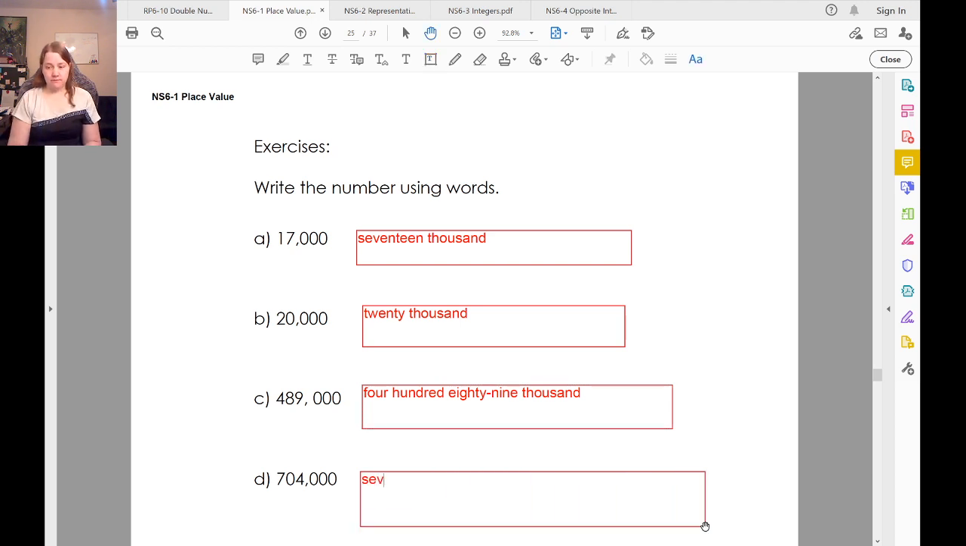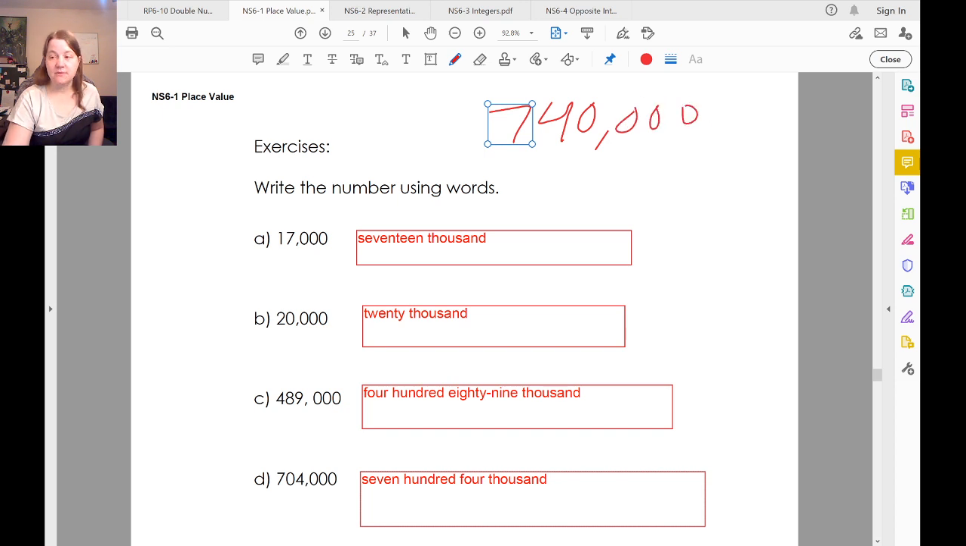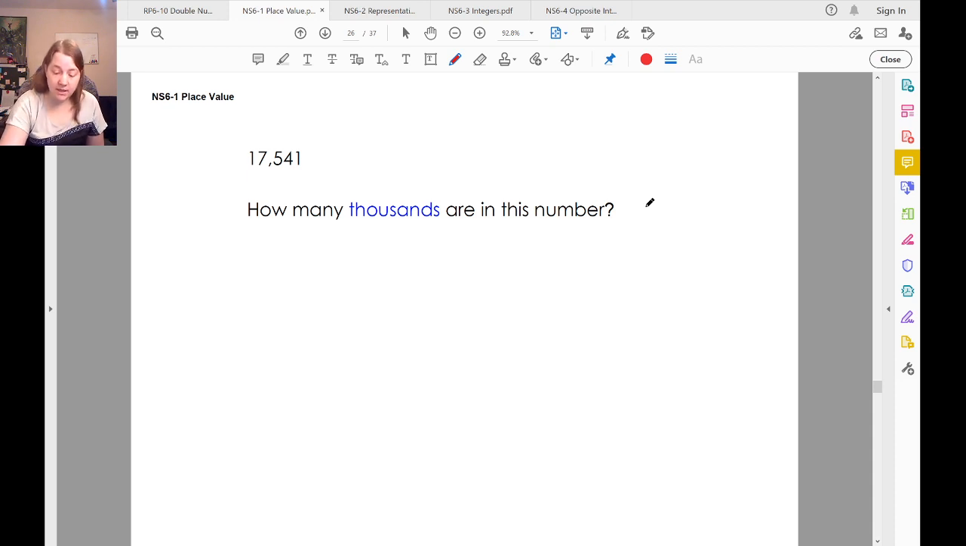And then the last one, 704,000. Now, if it was 740,000, it would look different. 740,000 would look like this. So it's very important that you pay attention to where the 0 is. How many thousands are in this number? We can see that there are 7 thousands, but you can also see that there's 7 in the thousands place value, but there are 17 thousands total.